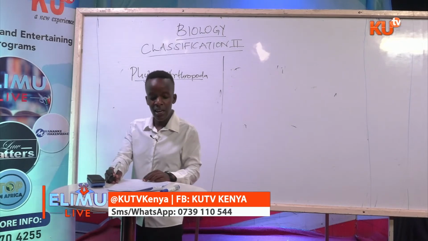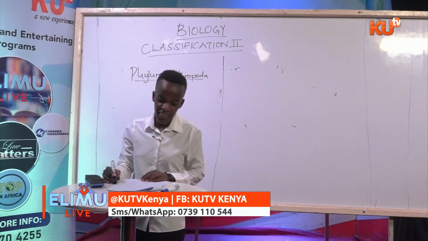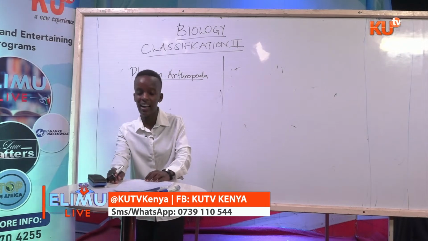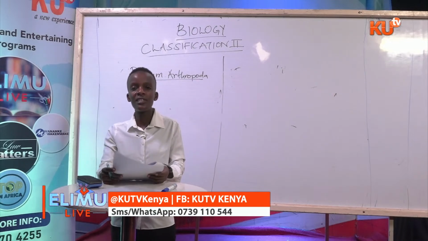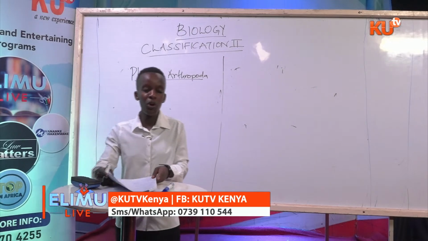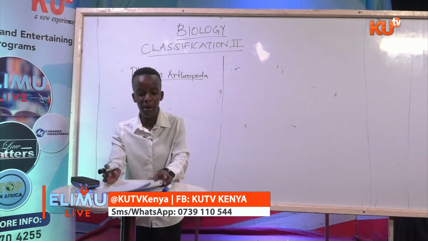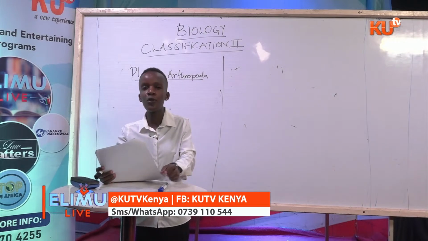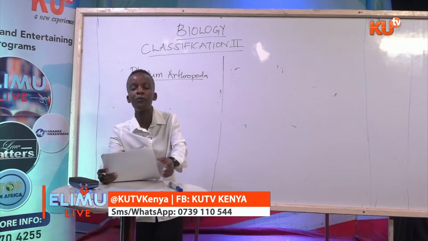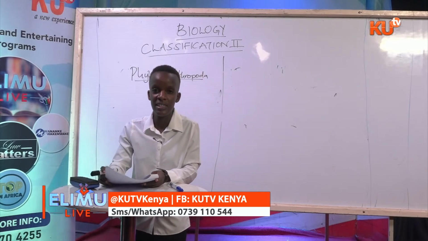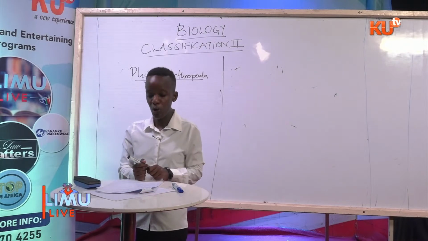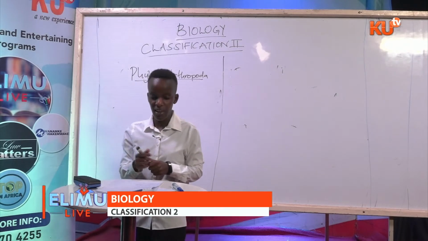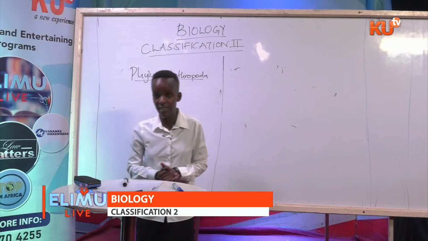We went ahead to discuss another class, that is class Crustacea. The class Crustacea, we said that it has organisms which mostly belong to the marine, and a few are terrestrial, and they are found in moist places. Examples, we said the crabs, the crayfish, the lobsters, and the prawns. These are examples under this class.